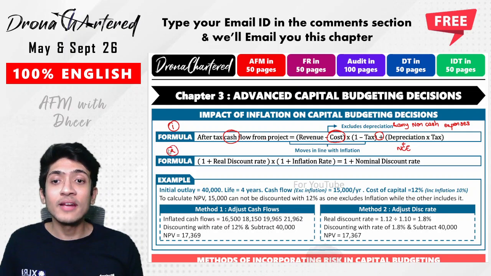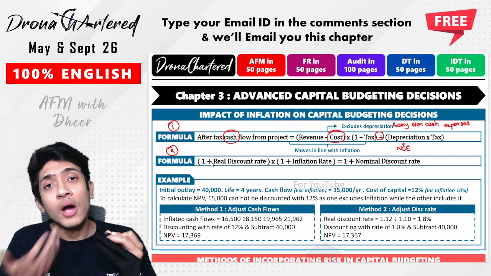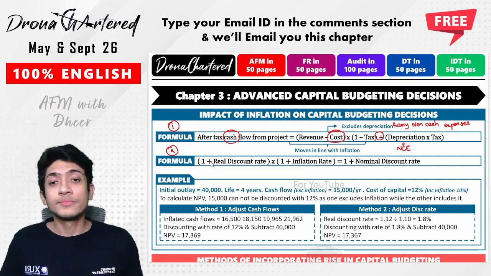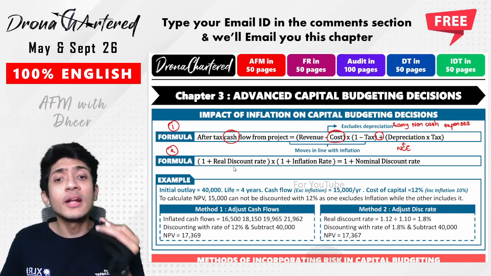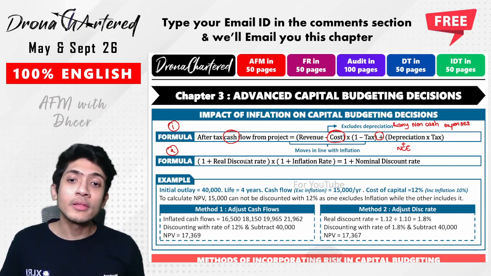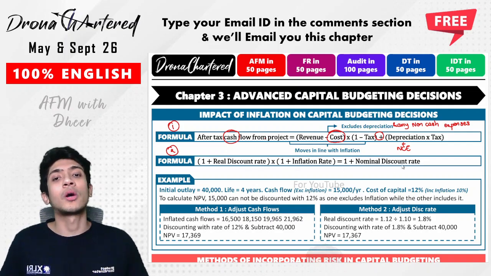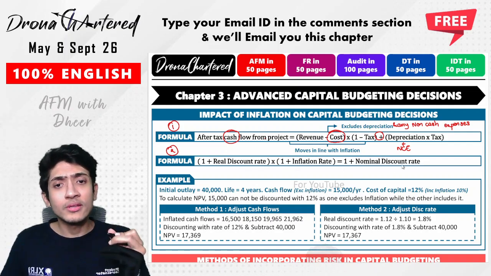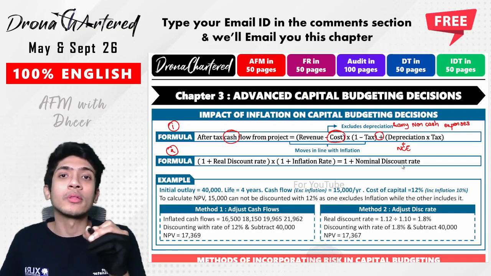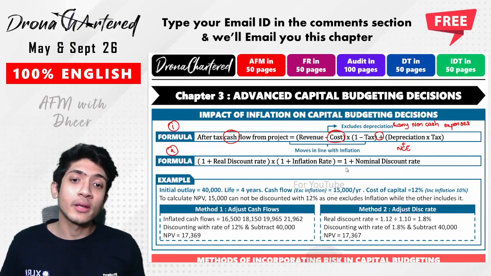Your second formula is how you differentiate between discount rate, nominal rate, and inflation rate. There is a thing called real discount rate. Real discount rate basically excludes the effect of inflation. So 1 plus real discount rate into 1 plus inflation rate will give you 1 plus nominal discount rate. So what is the use of this? Why are we using three different rates? Because if in the question your cash flows are adjusted with inflation, then in such a case you will discount it by this rate.